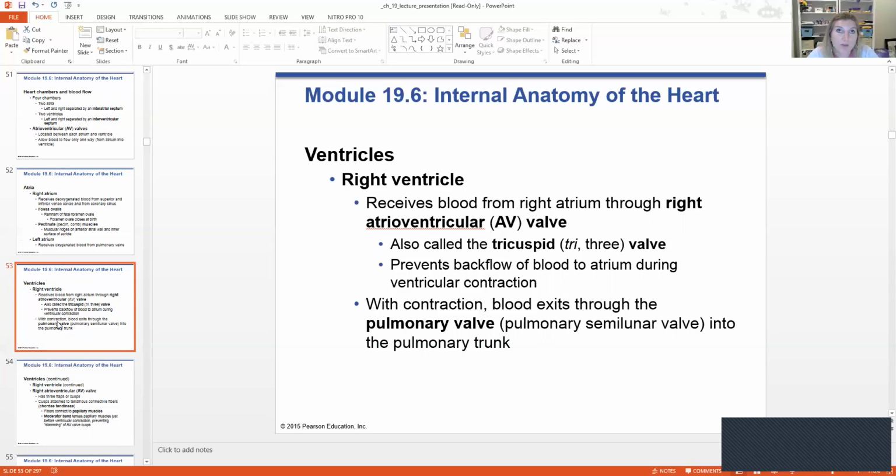So here's how I remember this. It's totally weird. You have a left AV valve, which is your bicuspid valve, and your right AV valve is your tricuspid valve. So your left is your bicuspid, your right is your tricuspid. I remember this because most of the time when you say the word right, you pronounce the T. It's the right. It's the tricuspid valve. T and T.